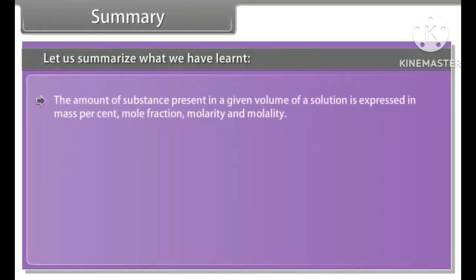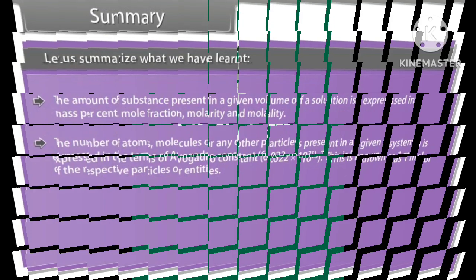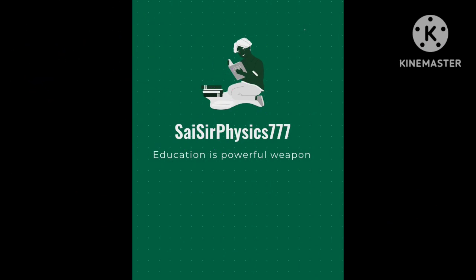The amount of substance present in a given volume of a solution is expressed in mass percent, mole fraction, molarity, and molality. The number of atoms, molecules, or any other particles present in a given system is expressed in terms of Avogadro constant, 6.022 into 10 raised to the power 23. This is known as 1 mole of the respective particles or entities.